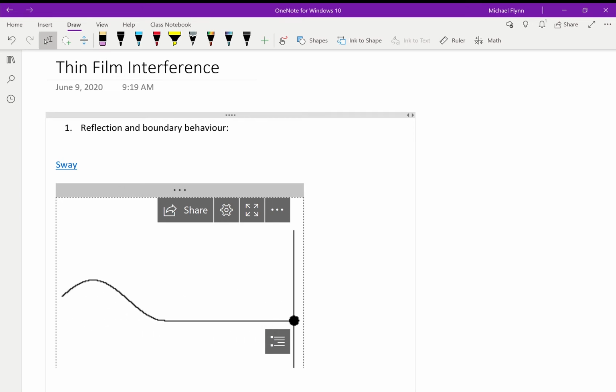All right, so good morning, grade 12s. Guys, I'm so excited. I actually took a long time to put these notes together for you. This is a really, really great lesson on something called thin film interference.